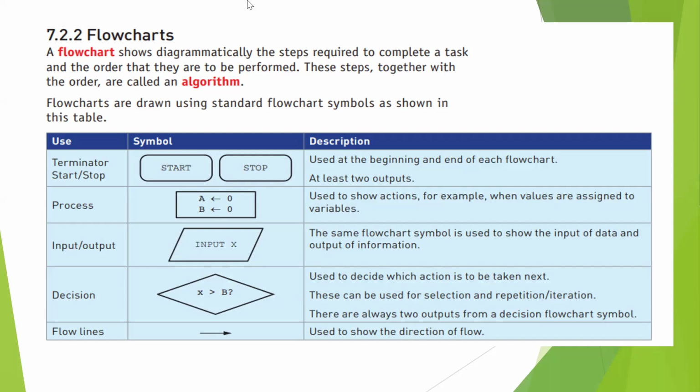For start and stop, we use oval shape. For process, assigning a value, we use rectangle. For input output, we use parallelogram. For decision making, we use diamond box, and flow line for arrow. Got that? Yeah.